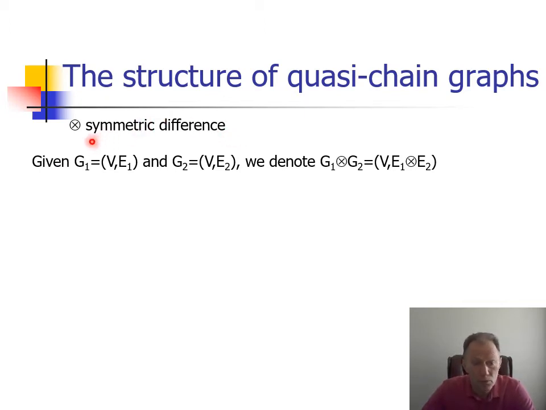First of all, let me denote the symmetric difference of two sets in this way. Now, given two graphs, G1 and G2 on the same vertex set, we define the symmetric difference of the two graphs to be the graph on the same vertex set in which the set of edges is the symmetric difference of the set of edges of G1 and the set of edges of G2. With this terminology and notation, the structure of quasi-chain graphs can be described as follows.